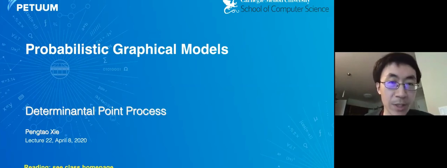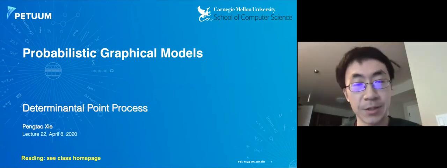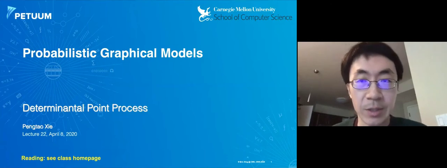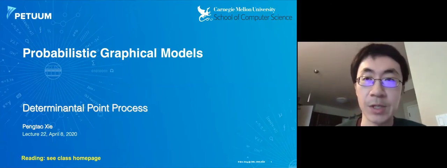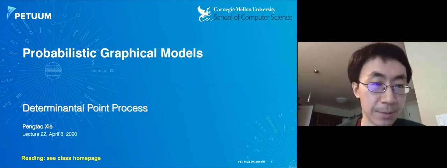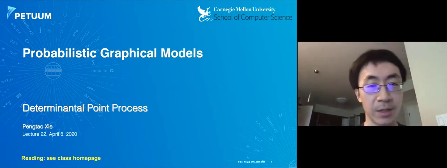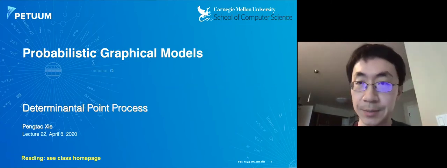So previously in this class, most of the distributions you have learned are over vectors. In the last lecture, you learned a distribution over functions, which is a Gaussian process. In this one, we are going to talk about distributions over a new type of objects, which is sets. In particular, we are going to discuss the determinantal point process, which is a distribution over sets.